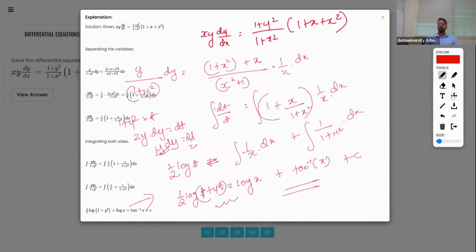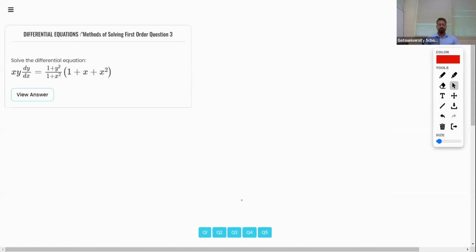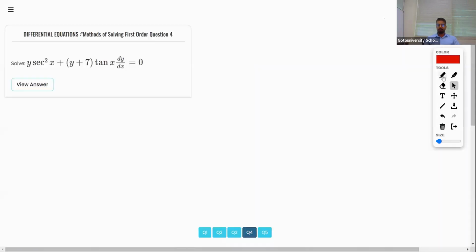Okay. Let me erase this. Let me go to the next question. Question number 4. Variable separable approach. y into secant square x plus y plus 7 into tan x dy by dx equal to 0. So can we separate the variables first? Let's see.